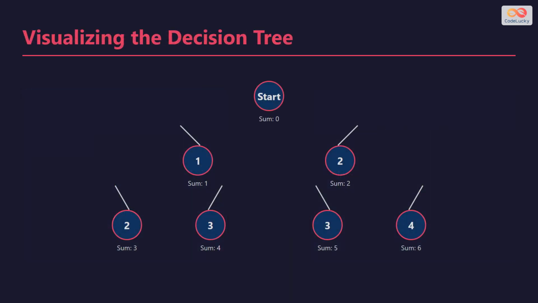We can visualize this as a tree. We start with a sum of 0. From there, we branch out by picking 1 or 2 or 3 and so on. At each step, our sum increases. If we pick 1, our new sum is 1. From there, we can pick 2, making the sum 3. We keep building this tree until we find our target or bust.